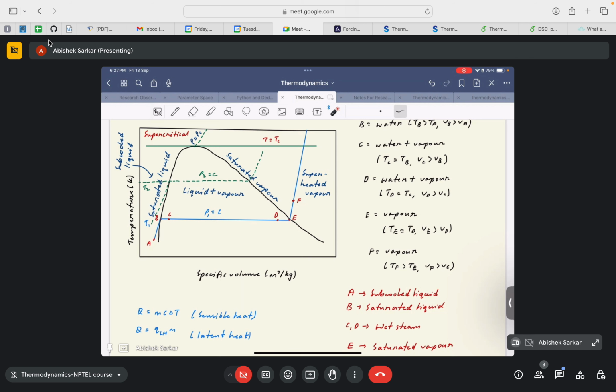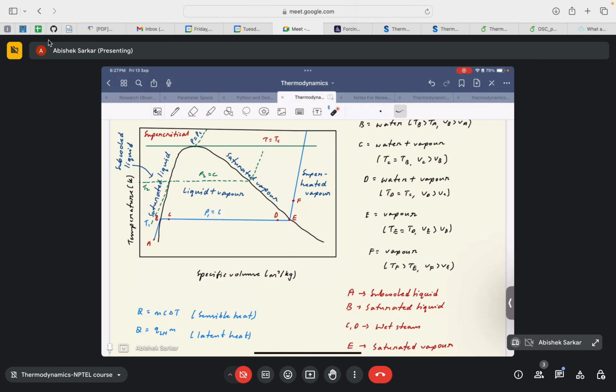The pressure at that point is known as the critical pressure, and the corresponding temperature is known as the critical temperature. This critical pressure and temperature are distinctly denoted in the steam table that we will eventually use to solve problems related to these two-phase systems. I hope the concept of the critical point is also clear.